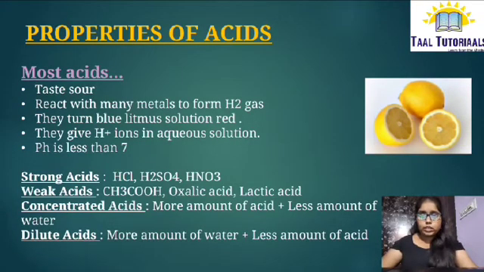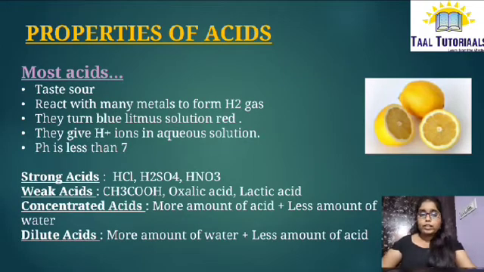Now we know the properties of acids. Most acids taste sour, and they react with many metals to form H2 gas. They turn blue litmus solution red. They give H plus ions in aqueous solution. The pH is less than 7. About pH we will study in the next part. Now you just know acids have pH level less than 7.